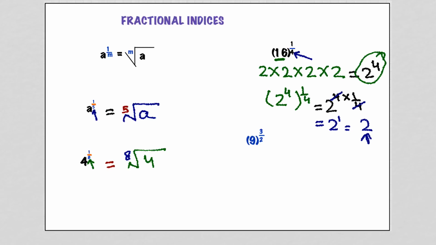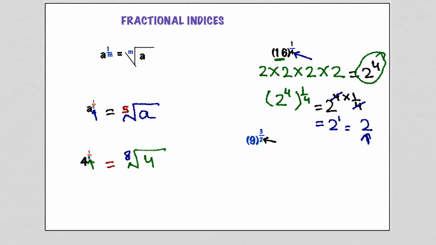Next one, 9 to the power 3 over 2. For 9 to the power 3 over 2, what I told you before, you need to look at the denominator part. So 2. Now I need to find a number that when I times it 2 times should give me 9.